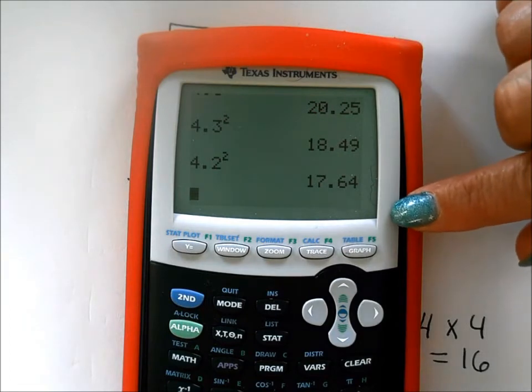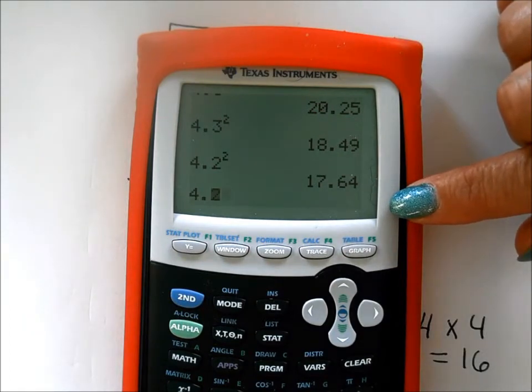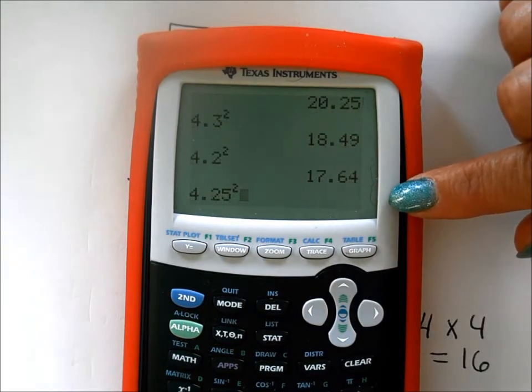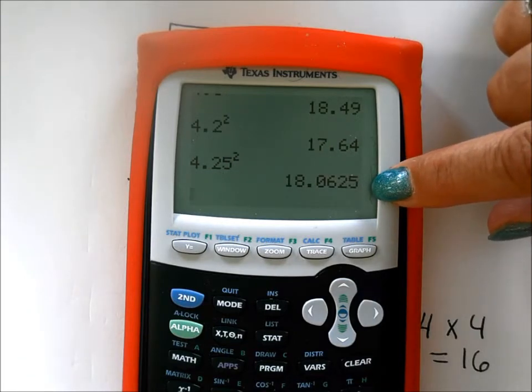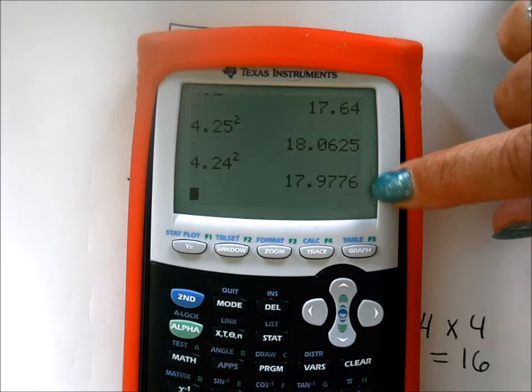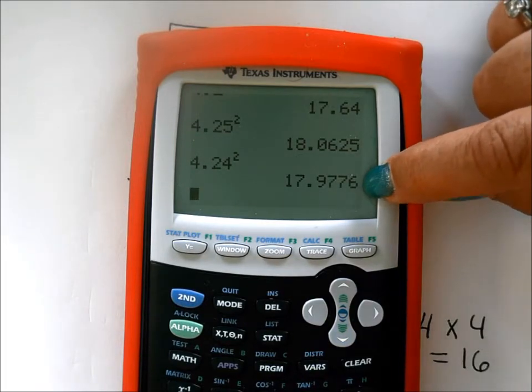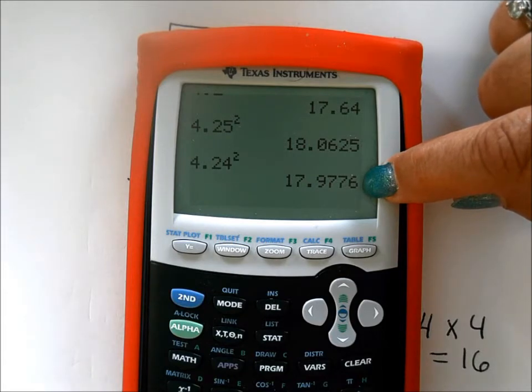So this time I'm going to try 4.25 squared. That gives me 18.0625, a little bit too big. So I'm going to go a little bit smaller. 4.24 squared. Well, that's a little bit too small. I'm going to go to another decimal place. I'm going to go to the thousandths place.